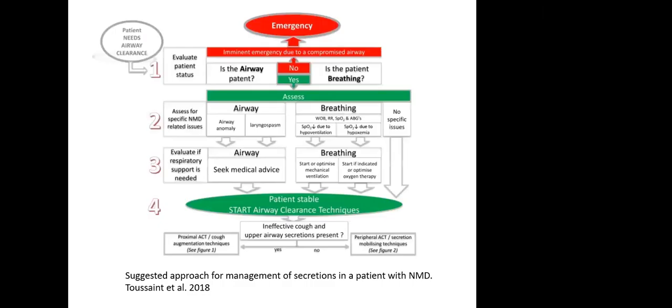So I've just got another slide here with a diagram from the experts meeting, which gives a suggested approach for managing secretions. So what we can first think about is, does this person have a compromised airway that needs urgently assessing and managing? In this case, we can say that their airway is patent, the breathing. We can go on to assess the breathing.